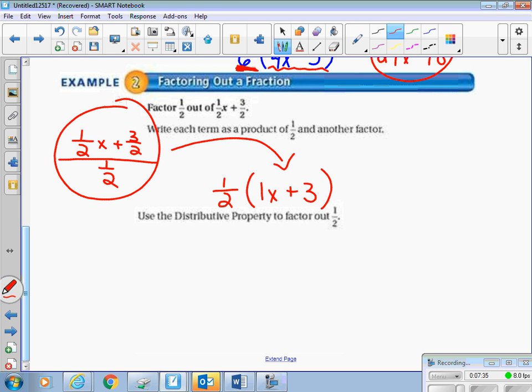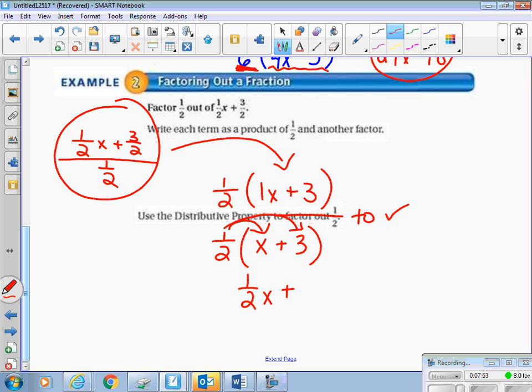I'm going to use the distributive property to check. All right, so we're going to factor out that 1/2. 1/2, and I'm going to write this one as just x plus 3. Remember, I said you don't need to write that 1. So we've got 1/2 times x. That would give me 1/2 x. And 1/2 times 3 is a positive 1 and 1/2.